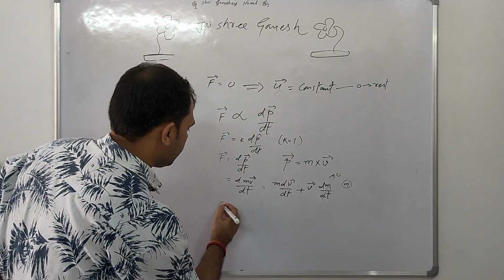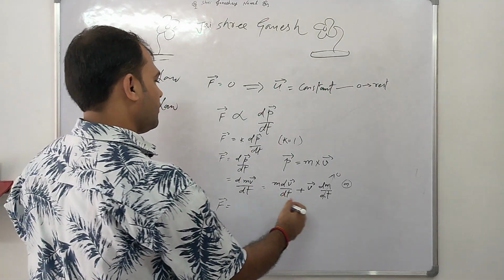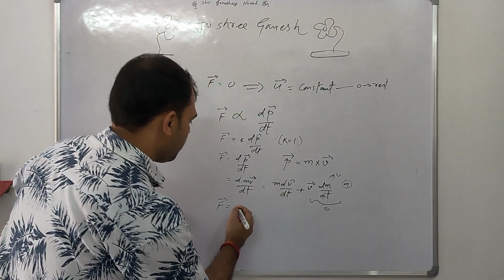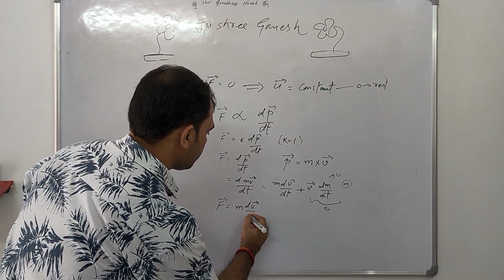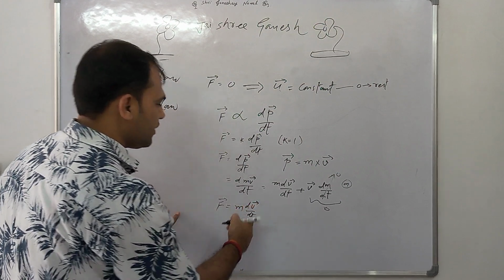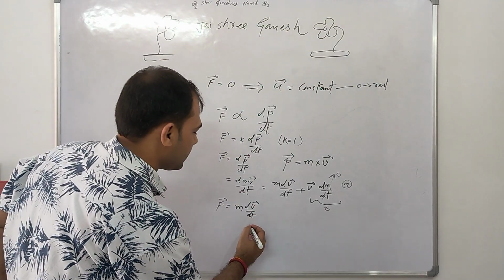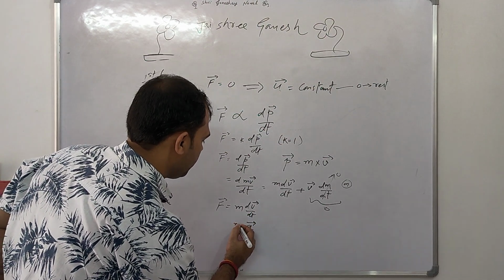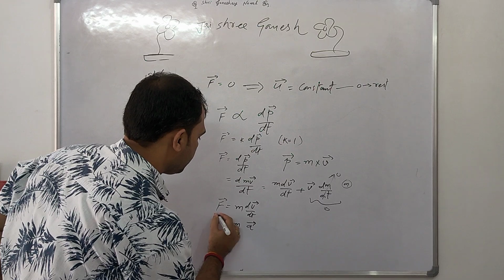So F will be equal to, this will become 0. F will be m into dv by dt, and this dv by dt, rate of change of velocity, is acceleration. So this will be F is equal to ma.